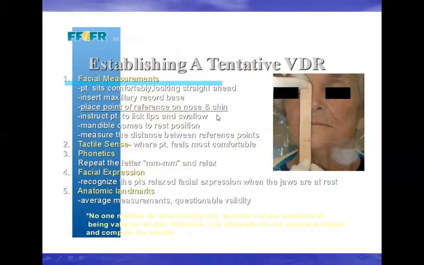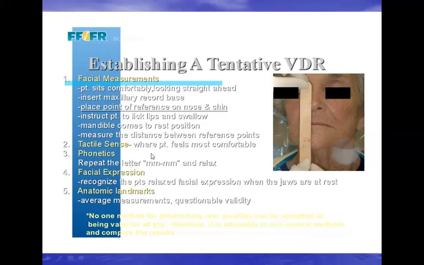So how will you establish the tentative vertical dimension of rest? Just quickly go through. The patient must sit comfortably looking straight ahead. Insert the maxillary record base. Place reference points on the nose and the chin. Instruct the patient to lick lips and swallow. Ask the patient to move the tongue over the lips and be seated comfortably. Then the mandible comes to the rest position. Measure the distance between the two points.